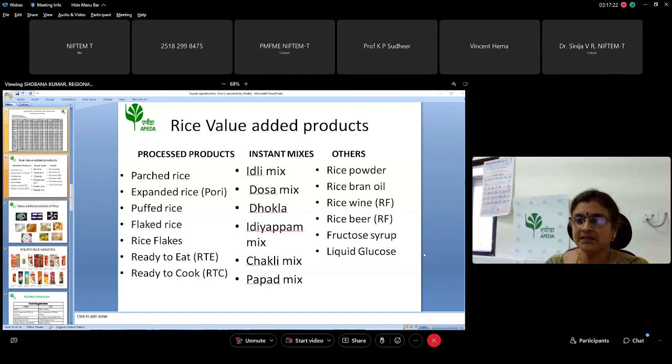So you have seen many value-added products. I'm just adding to it. There are processed products from the rice, instant mixes and others. We have seen in our local markets also puffed rice, flaked rice, rice flakes, ready to eat, ready to cook, idli mix. But these products are also exported in a big way nowadays. And people have also started making rice wine, rice beer, fructose syrup and liquid glucose from non-basmati rice varieties. Even rice bran oil is exported.